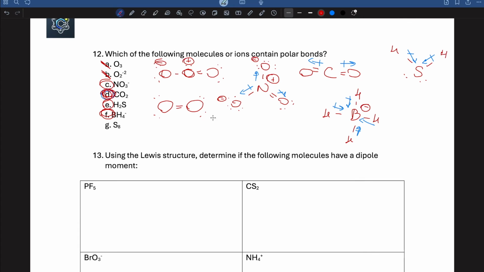S8, I'm not even going to try to draw the structure out. No matter how we organize them, sulfur-sulfur bonds are nonpolar. And so this structure is definitely overall nonpolar, but it does not have any polar bonds.